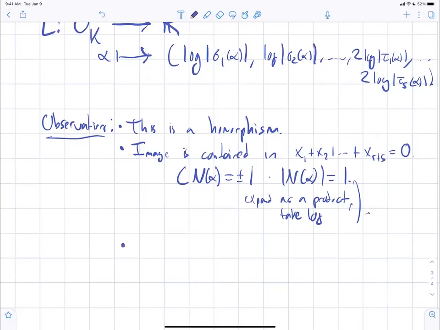Okay, and then what's the last observation? Oh, yeah, the kernel is just the roots of unity. So this was basically an exercise on your worksheet last week. We're going to say something about it again in a moment anyway. The exercise was that if you have some complex number, all of whose conjugates have absolute value less than or equal to 1, and it's also an algebraic integer, then in fact it's a root of unity.